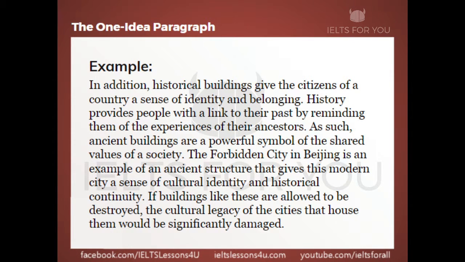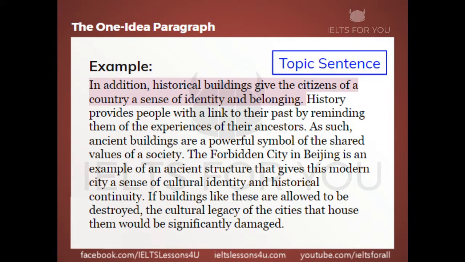Here's an example. In addition, historical buildings give the citizens of a country a sense of identity and belonging. There's our topic sentence. Okay, notice this is the second paragraph of the essay, the second body paragraph. That's why we're using "in addition" here. So we've got our topic sentence. There's no word like "ways" or "advantages" like that. Remember, this is a more complicated concept or idea.